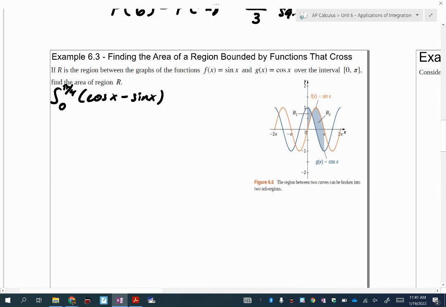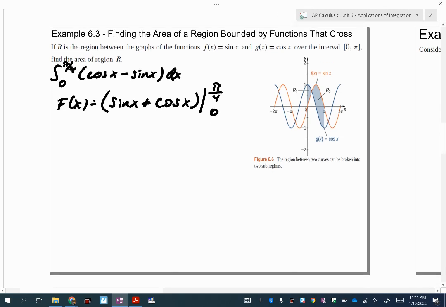So let's go ahead and find the antiderivative for that. Remember, the derivative of sine is cosine, so that's going to be sine of x. And the derivative of cosine is going to be the opposite of sine of x. So actually this is the first one here. Evaluate it at pi over 4 and 0. So I'm going to find that first.